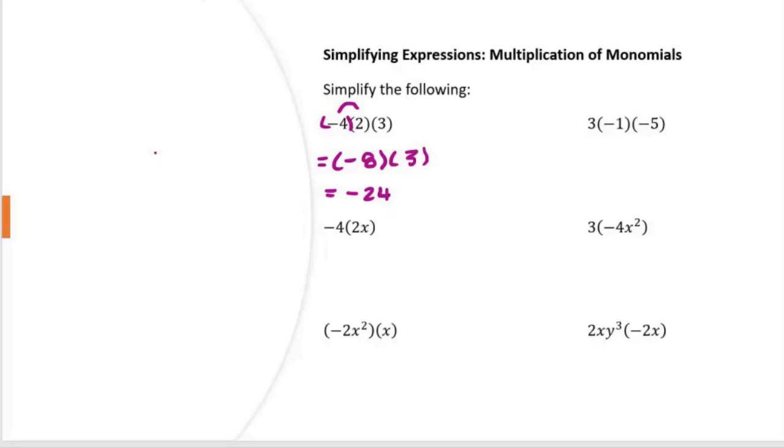For this, we could just as easily have taken another pair. We could have started with 2 and 3. 2 and 3 give us 6, and we'd multiply that product by -4. And of course, -4 times 6 is also -24.